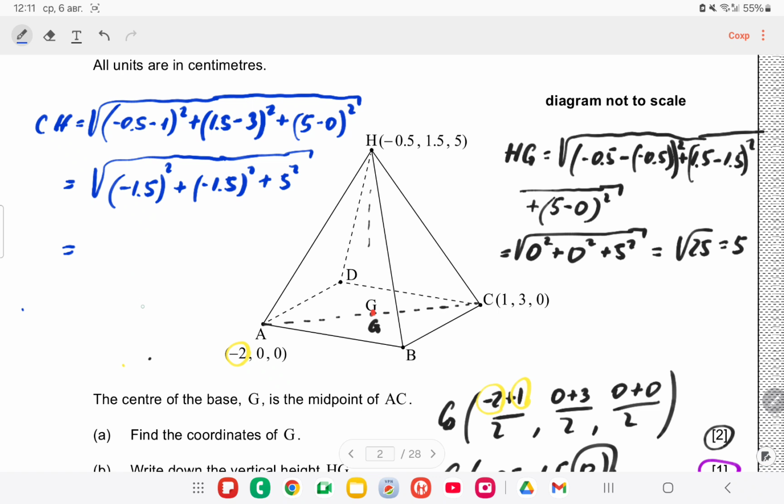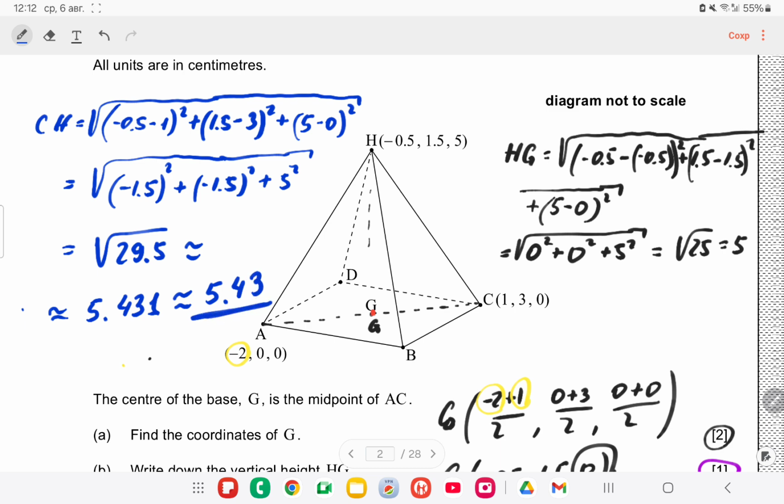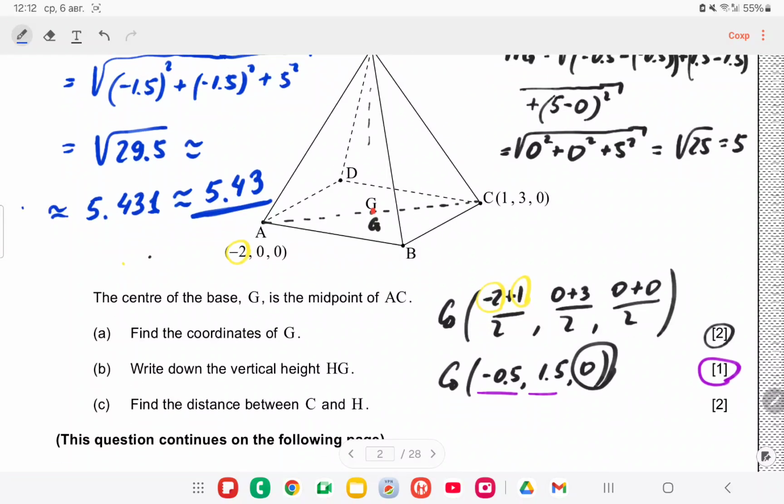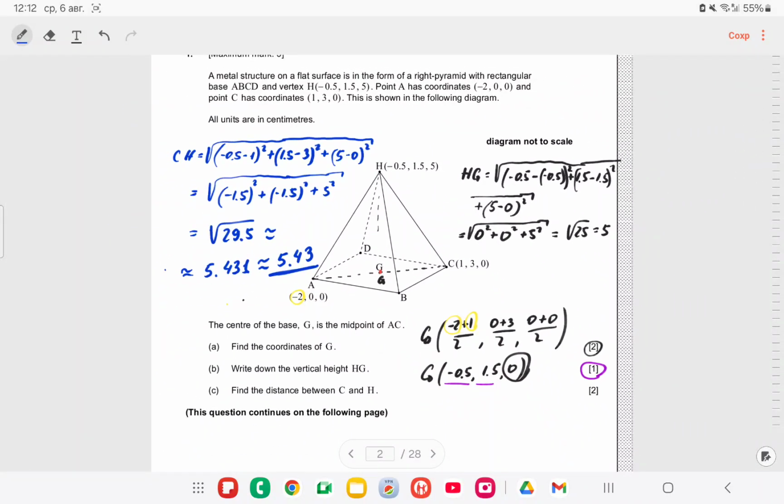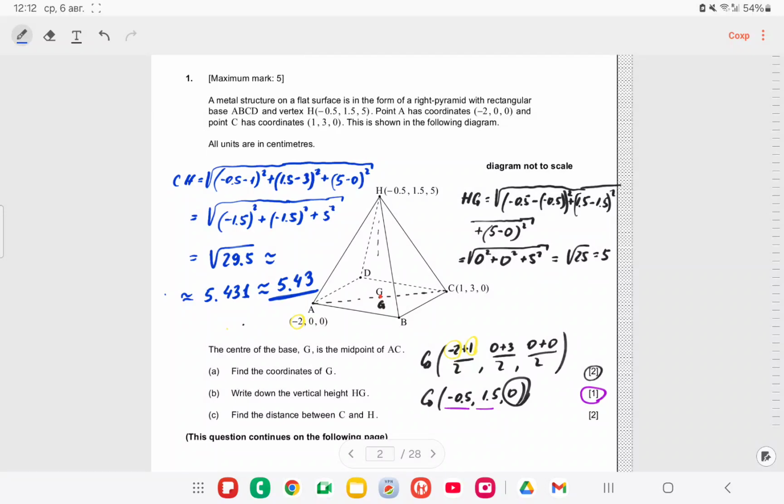We can use the calculator straightforwardly, and we will have the value of 29.5. It is approximately 5.431, and to three significant figures it is 5.43. This is the final answer. So that's how we get the other 2 marks in this question. Okay, so the first question about 3D geometry is solved. See you in the next video about question 2.